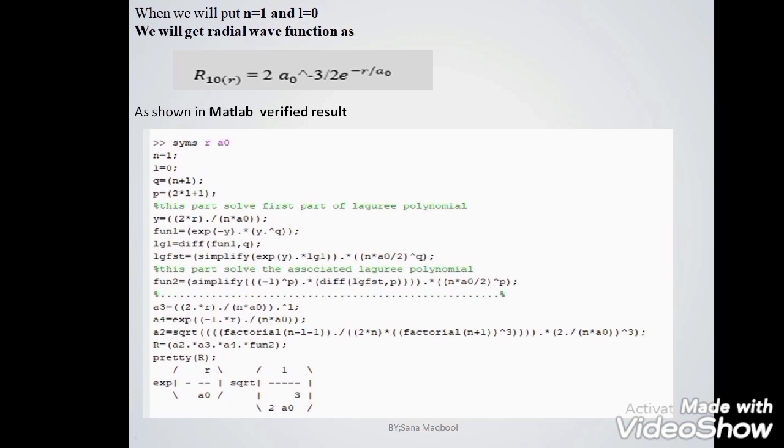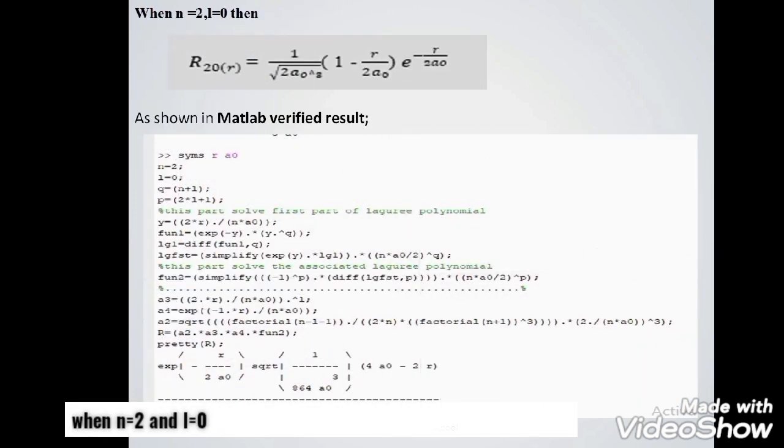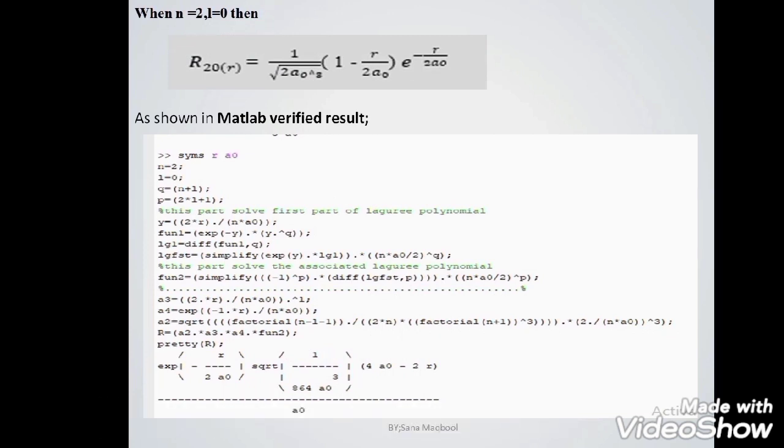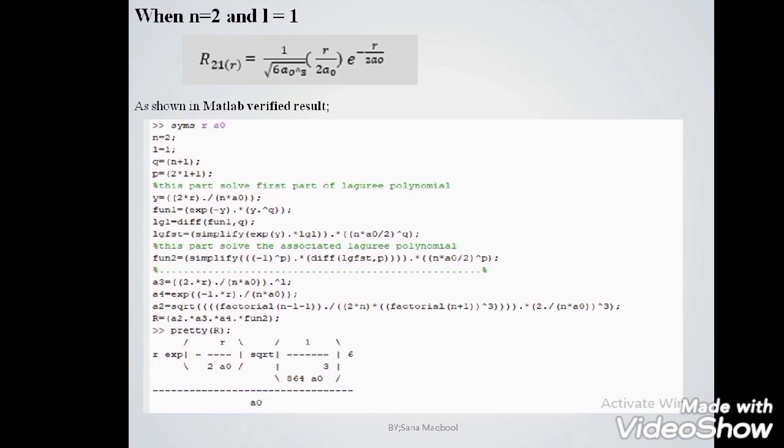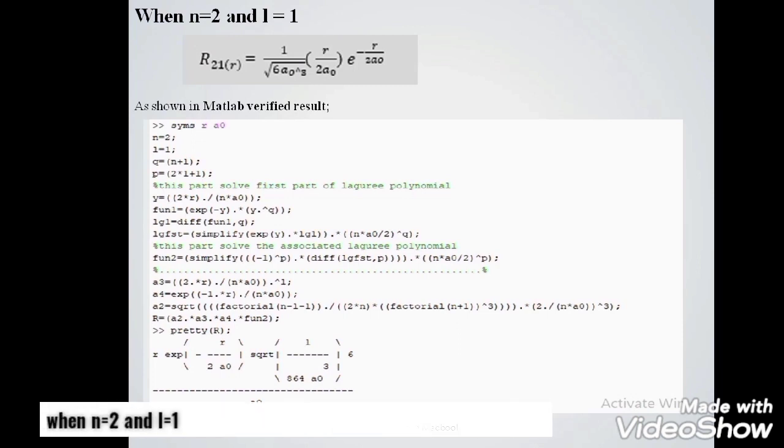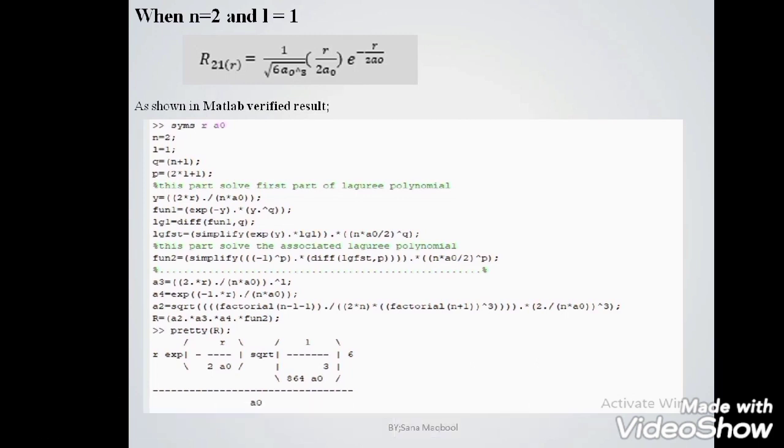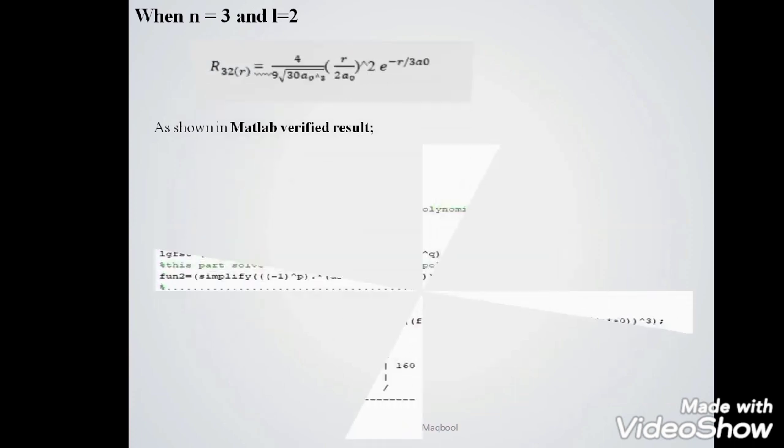I have solved the associated Legendre polynomial part. Similarly, when we put n is equal to 2, L is equal to 0, we will get the radial wave function, that is R20, for the case of the hydrogen atom. Same is the case when n is equal to 2 and L is equal to 1. And first of all we will solve the first part of the Laguerre polynomial, and then we will solve the part of the associated Laguerre polynomial.